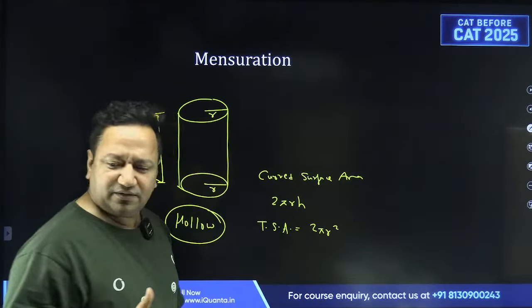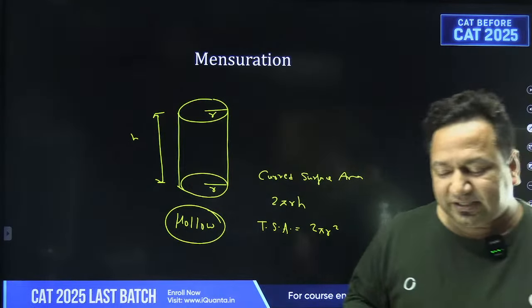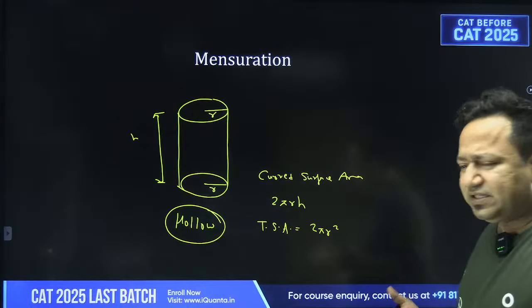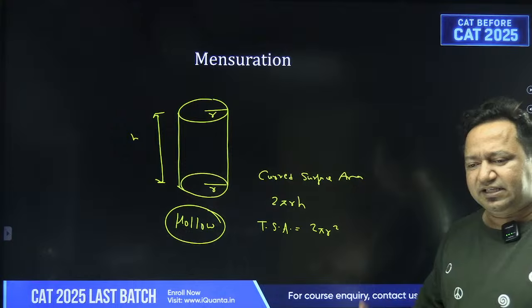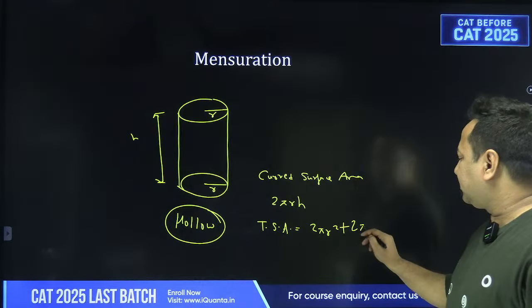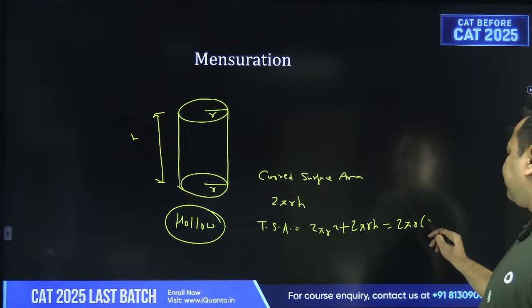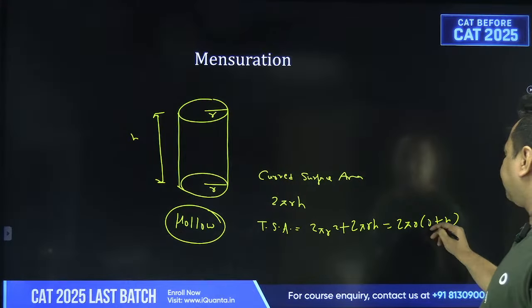Okay, also depends on question to question. Some questions will say a jar is open, so it will just be having the base but not the top. Depends on the question, right? But overall, generally speaking, 2 pi r square is for the top and the bottom, plus 2 pi r h for the curved surface area. I can take 2 pi r common here, left with r plus h. Alright.